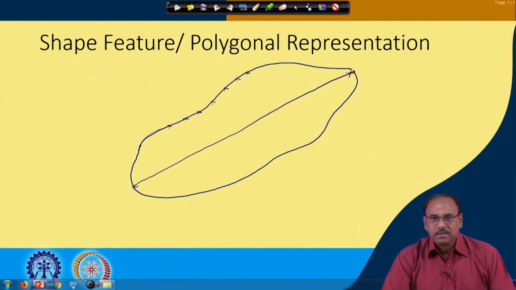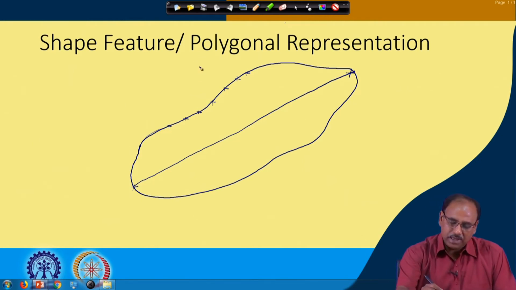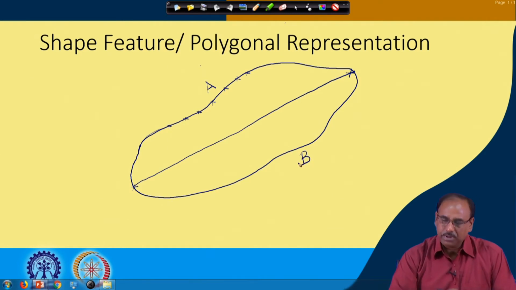Once I do that, this particular chord or straight line subdivides this boundary into 2 sub boundaries. One sub boundary is in the upper part, let me call it sub boundary A, and the other one is in the lower part, let me call it sub boundary B.